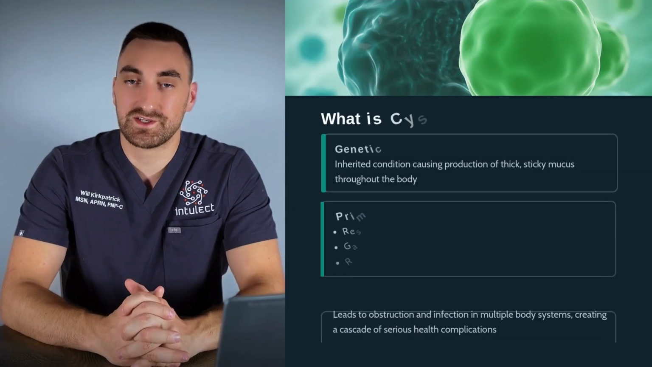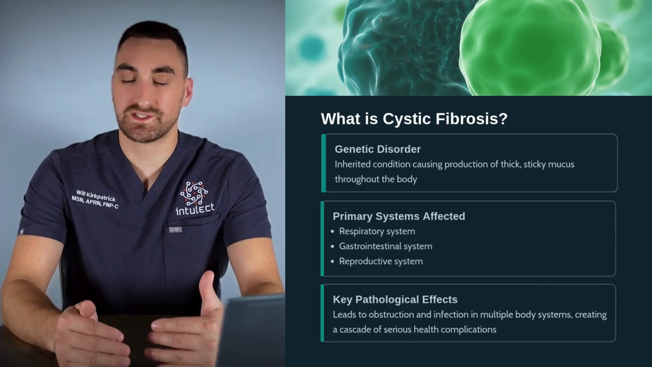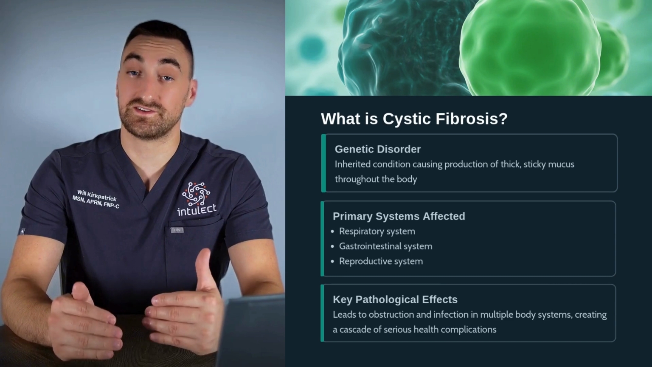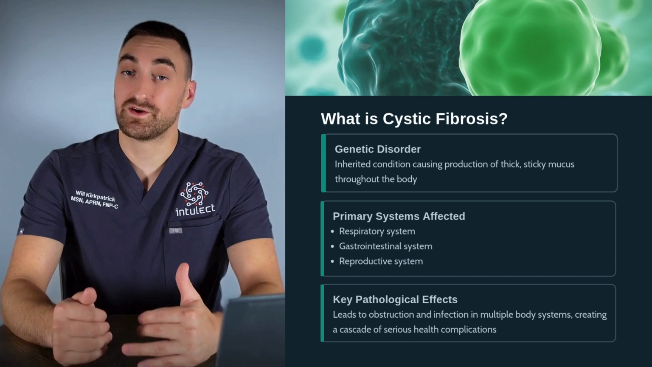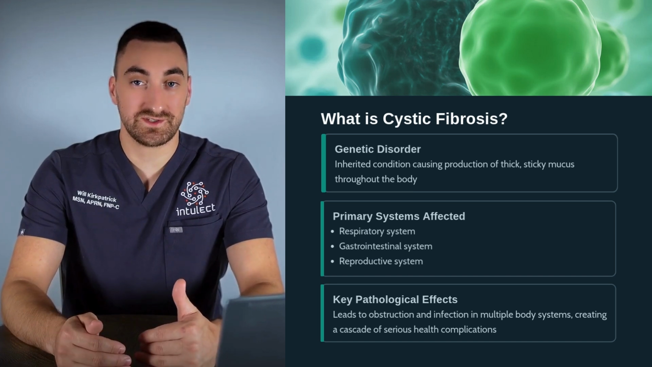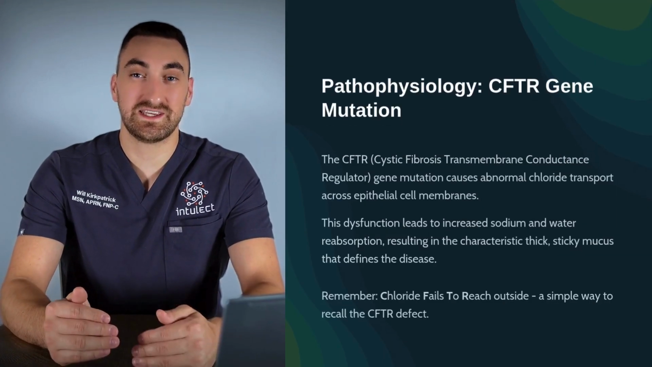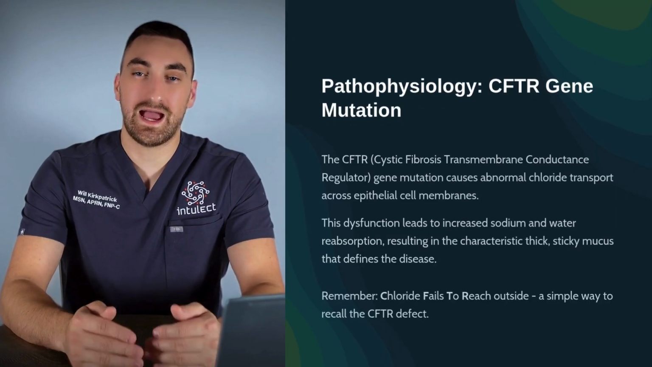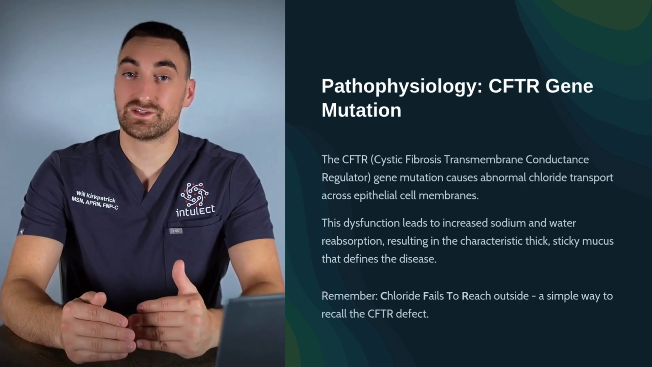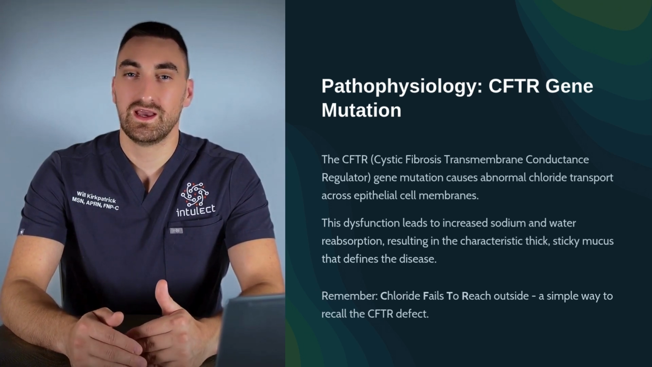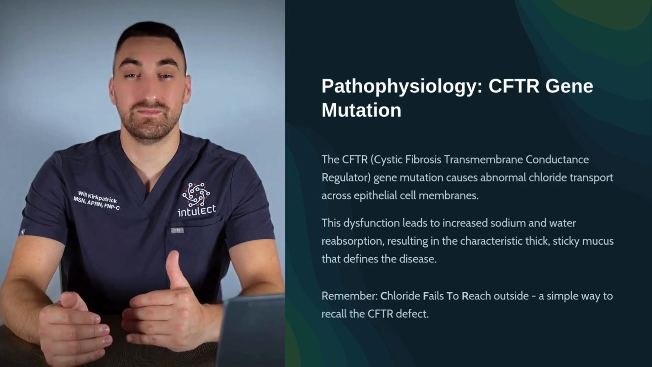So cystic fibrosis, let's first start out with what is it? To put it simply, cystic fibrosis is a genetic disorder that causes thick mucus, creating infection and obstruction. Mainly the respiratory system, the gastrointestinal system, and the reproductive systems. It mainly is related to a CFTR gene that causes an abnormal ability to transport chloride throughout the body. As a result, there is an increased reabsorption of sodium and water in the epithelial cells, which creates this viscous or thick mucus in the body.